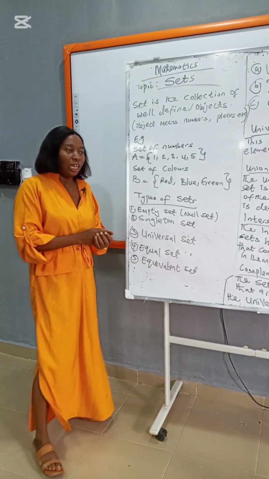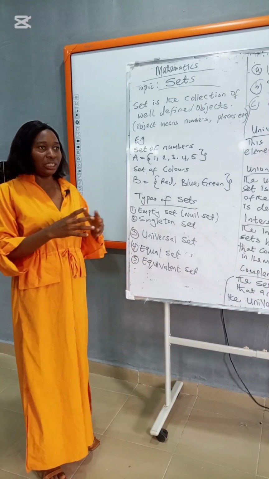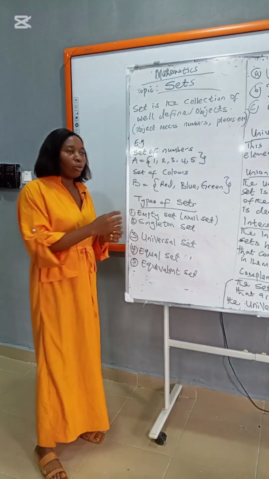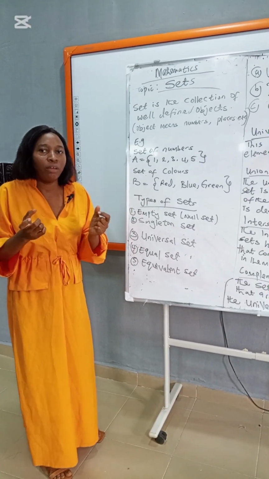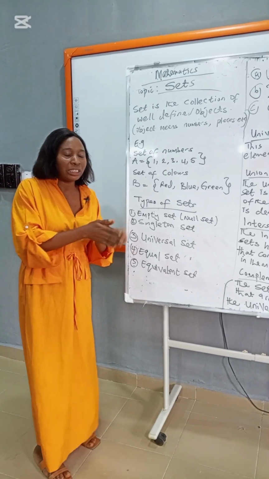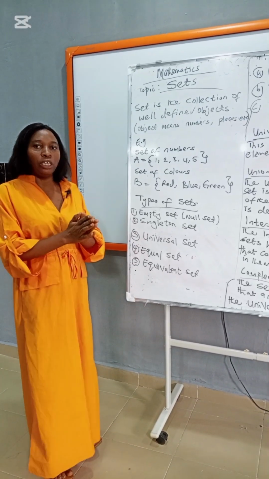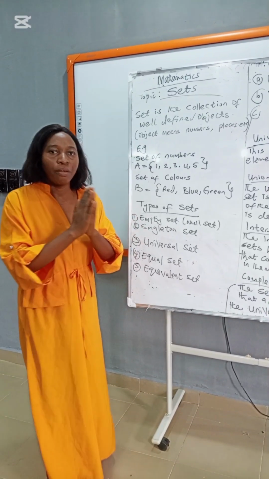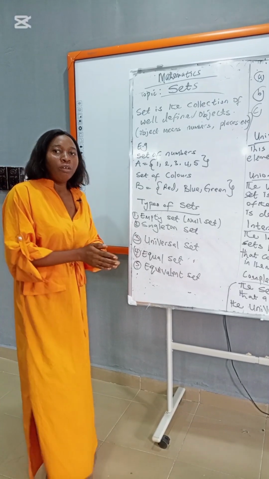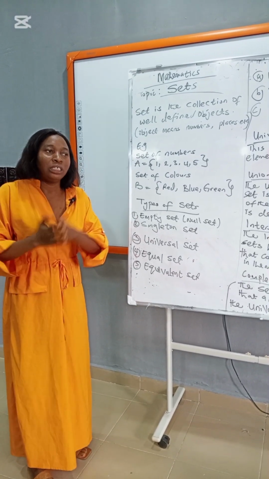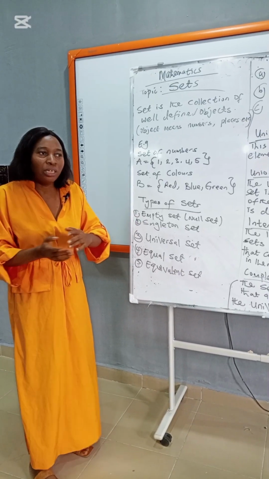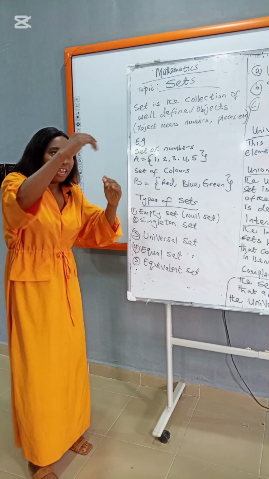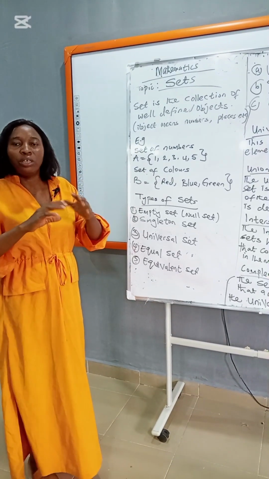Then we have equal sets. The equal set definition says that if I have two sets, A and B, for them to be equal, they must have the same elements. It means if set A has 4 elements, set B must also have the same elements. What I mean is that if set A is A, B, C, D, then set B must also be what? A, B, C, D. The elements must be the same. It means I can have B, A, C, D. As far as the elements found in A can also be found in B, then we say that the sets are equal.